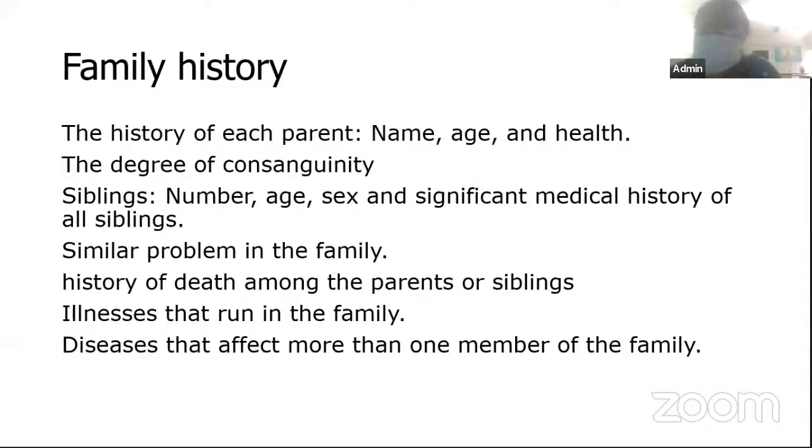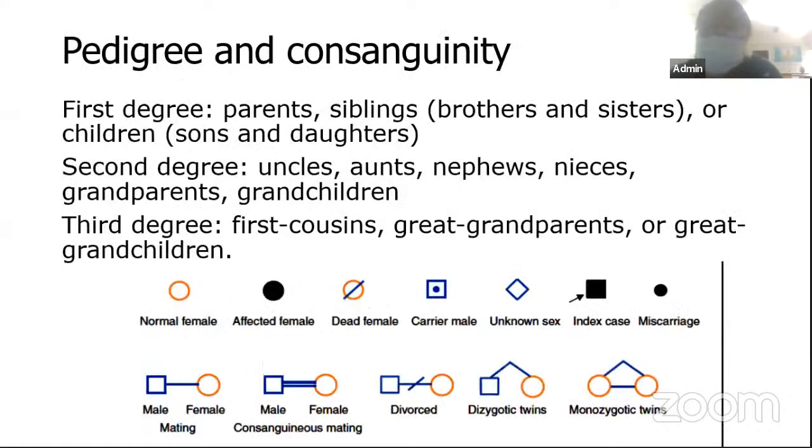or any history of death among parents or siblings, illnesses that run in the family, and diseases that affect more than one member of the family, or any particular illnesses affecting the parents or siblings should be noted in detail. And you have to make a pedigree chart. In a pedigree, the circle denotes a normal female and the square denotes a normal male.